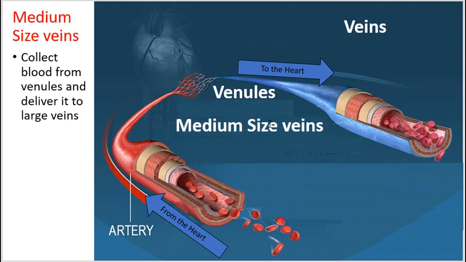The second one is medium-sized veins. So many venules, or hundreds of venules, basically drain into a single vein. So a venule comes from a capillary bed. Many venules come from the capillary bed, and they all drain into a single vein, and that single vein is now a medium-sized vein. So a medium-sized vein basically collects the blood and drains it into the large veins.